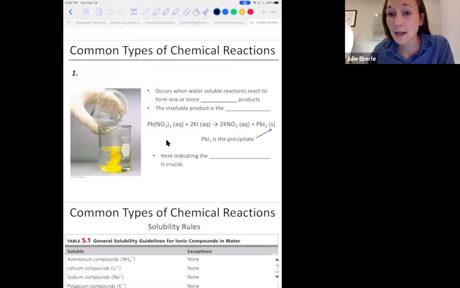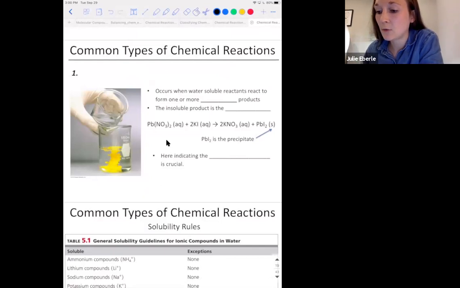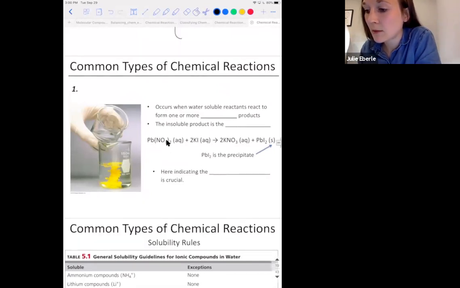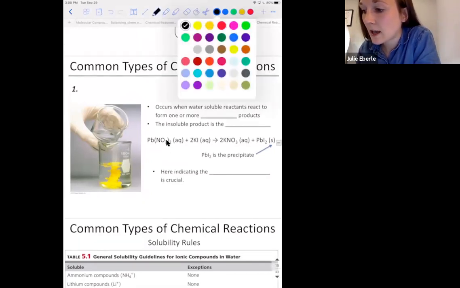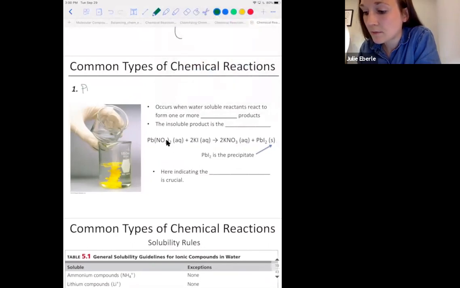So for the types we talk about today, a reaction could be a single displacement and it could be a precipitation reaction or a redox reaction. So they overlap. It could be both: one from the category last week and one from the category this week. So the first kind we're going to talk about is known as a precipitation reaction.